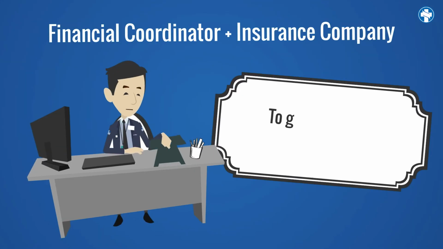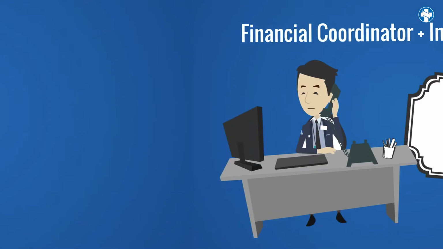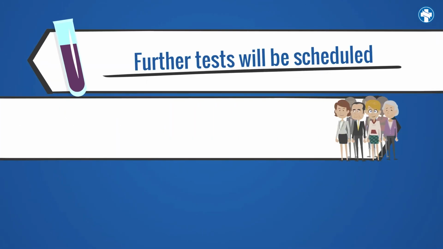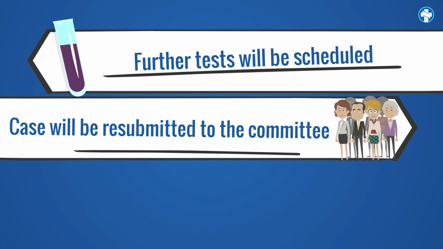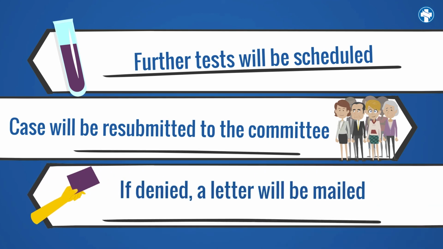If approved, the financial coordinator will begin working with your insurance company to get you on the transplant wait list. If further testing is needed, those tests will be scheduled, and once completed, your case will be resubmitted to the selection committee. If denied, a letter stating the reason will be sent to you, your referring doctor, and dialysis center.